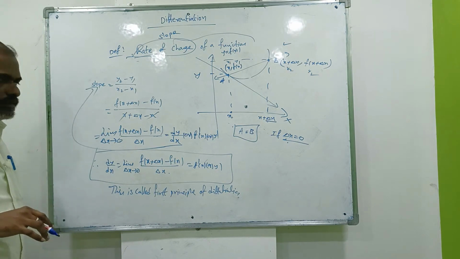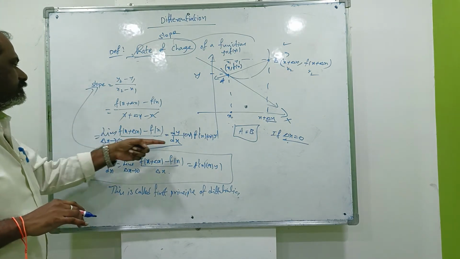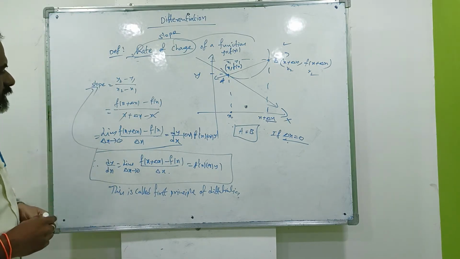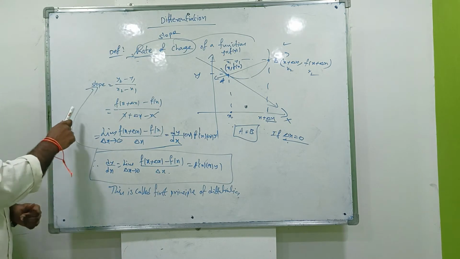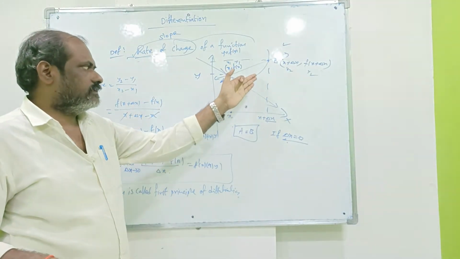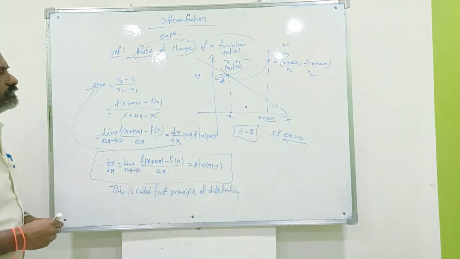From slope. So how to get the dy by dx? dy by dx is nothing but a slope. The slope of the tangent line of the curve y equal to f of x at a point x equal to a is called the differentiation of a function.